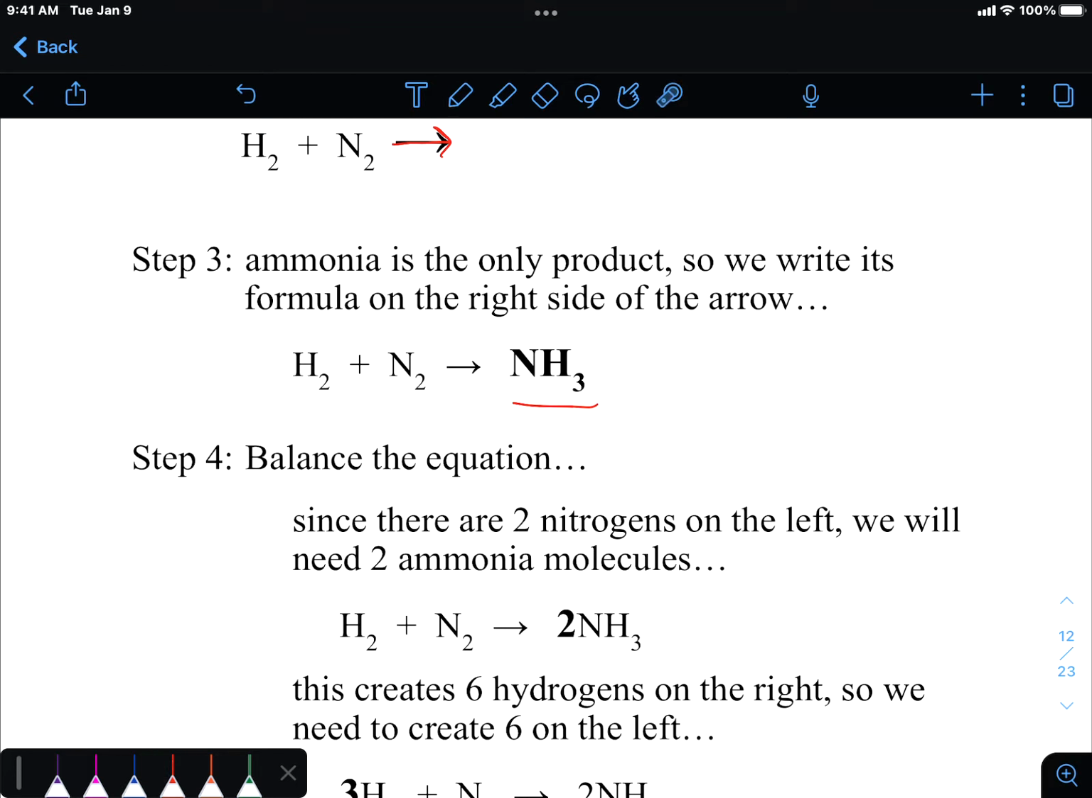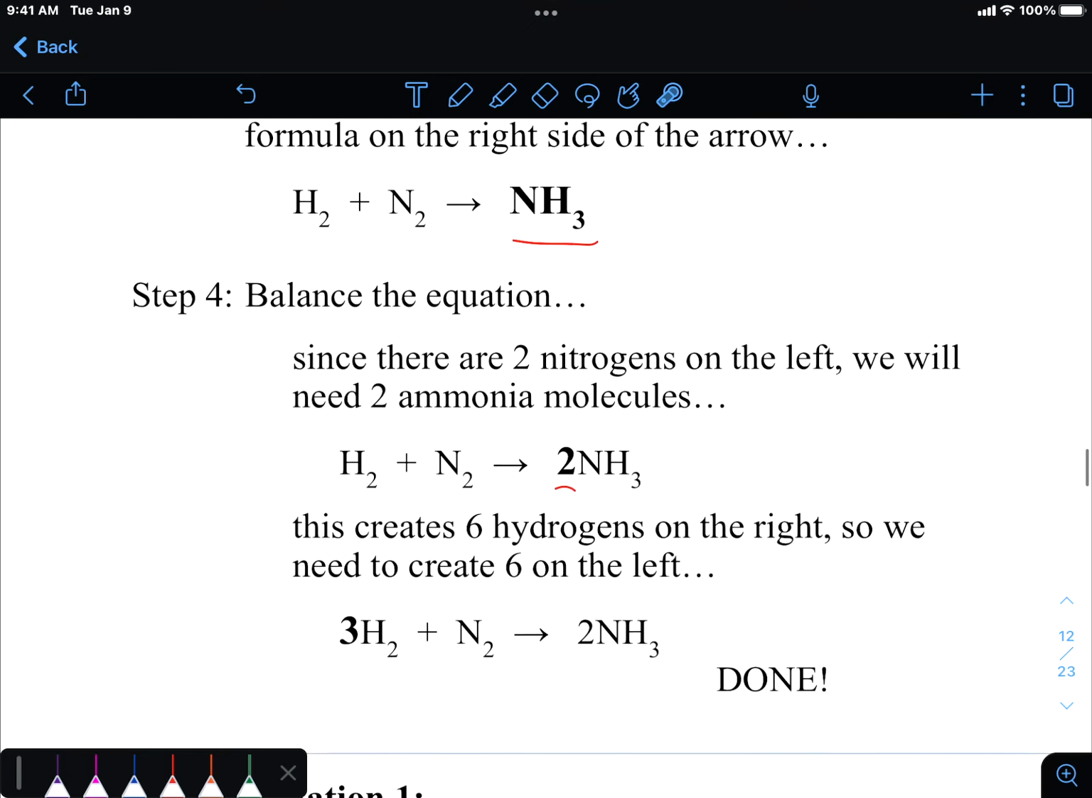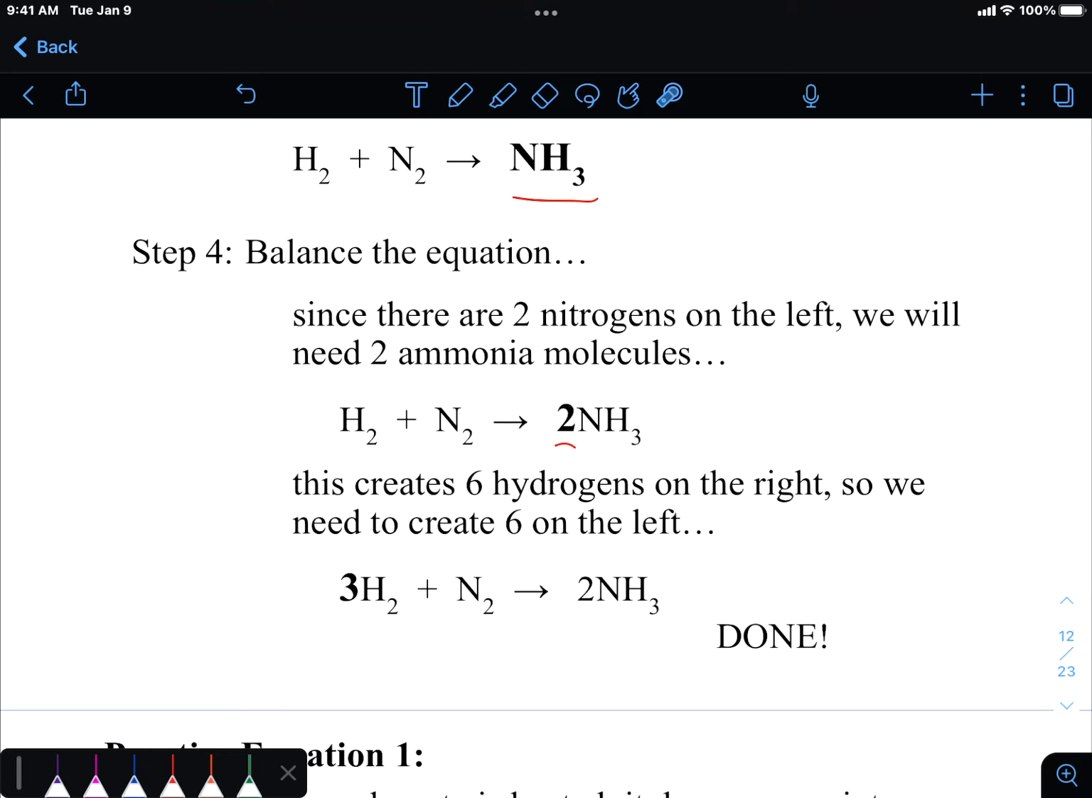So to balance this, let's start here. This is the most complicated looking formula. I see that there's 3 H's here, and I see that there's 2 H's here. So the lowest common multiple of 3 and 2 is 6, so I need to make sure that I have 6 H's on both sides. So we use the 2. And by doing that, now we have 2 nitrogens, and we already have 2 nitrogens, but we do have to fix the H's, so we put a 3 there.